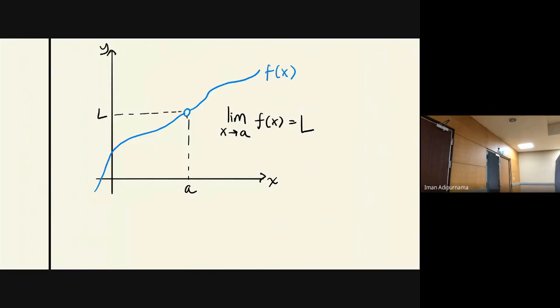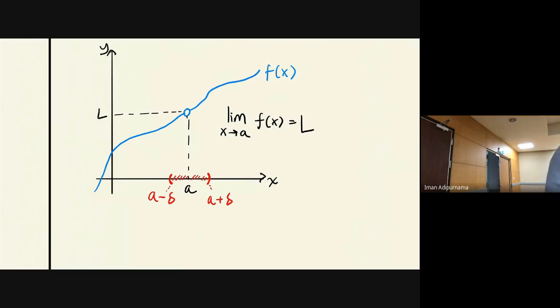Let me draw an interval nearby A. Imagine this red distance is really, really small, maybe 0.00 something, but to illustrate, I will just draw this red line here. So delta is the distance between A and the closer one. Here is A, so A minus delta here, and here is A plus delta. So delta is the distance between some number and A.